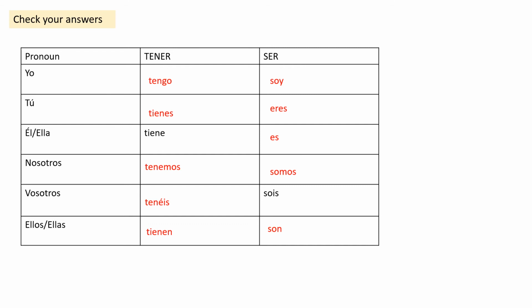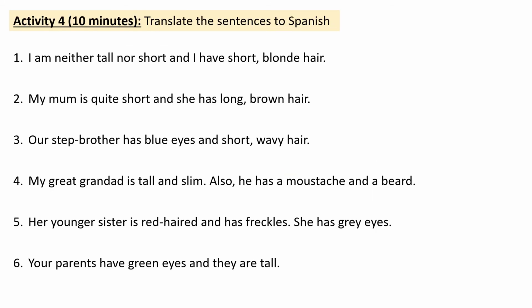Okay, chicos, continuamos. So now you're going to practice putting this all together by translating the sentences to Spanish. Let's do the first one together. I'm neither tall nor short, and I have short blonde hair. So, you'd say, no soy ni alto ni bajo, or ni alta ni baja, for feminine. And I have short blonde hair.